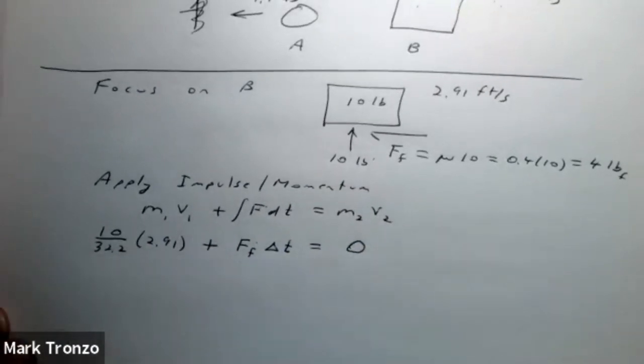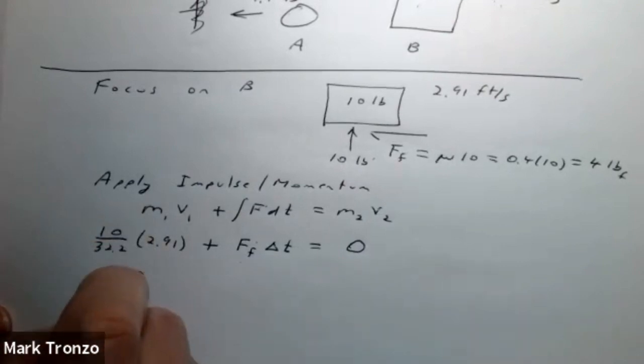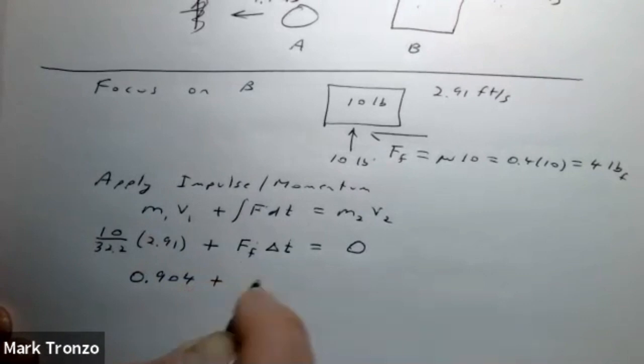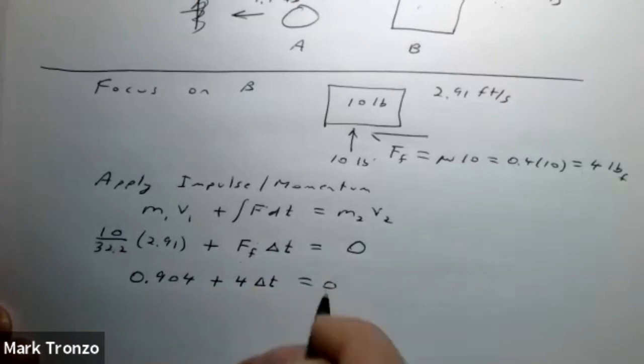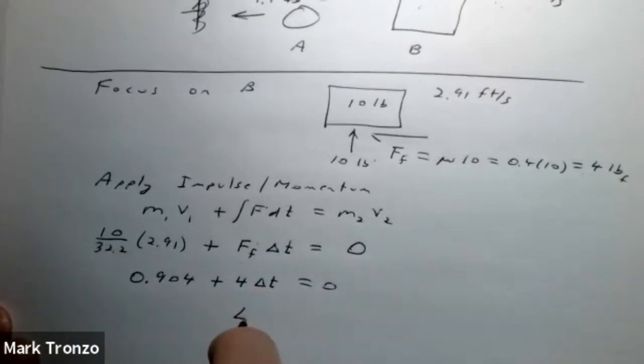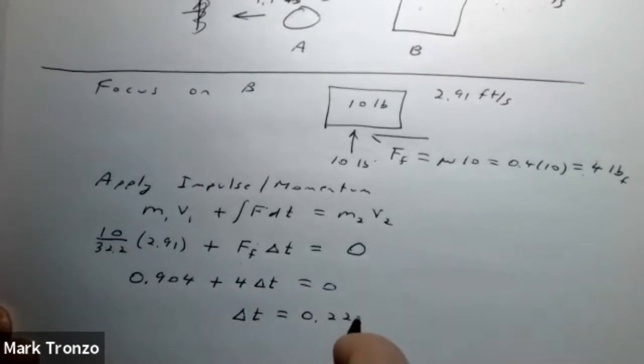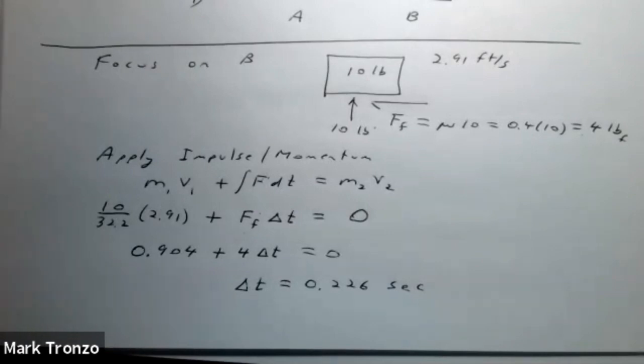And if you multiply this out, this is 0.904. And then our friction force was 4, delta T equals 0. And then if you solve that for delta T, you get 0.226 seconds.